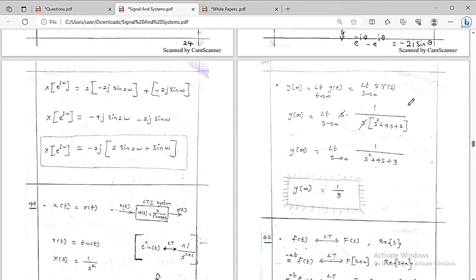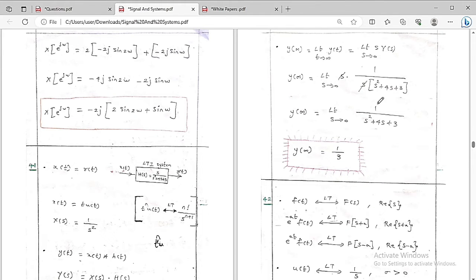Now in the question we have to find the final value of the output. So we are going to apply the final value theorem, which is y(∞) equal to the limit as s tends to 0 of s·Y(s). That is, the limit as t tends to infinity of y(t) is equal to the limit as s tends to 0 of s·Y(s). If t is infinity, s is 0. Suppose t is 0, then s is infinity. I have already told you this, right? So vice versa, the reciprocal we can say.